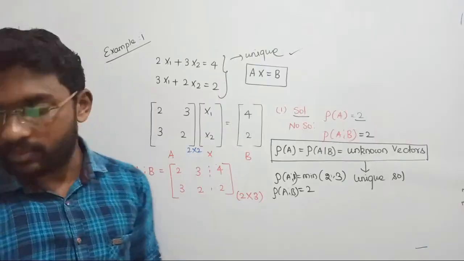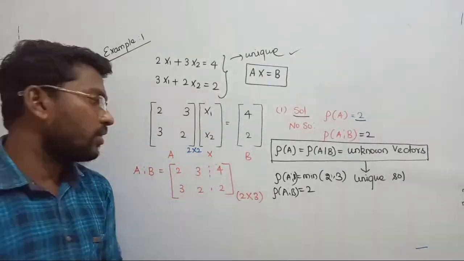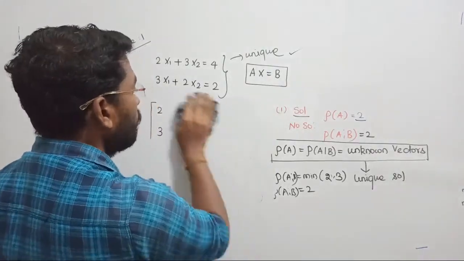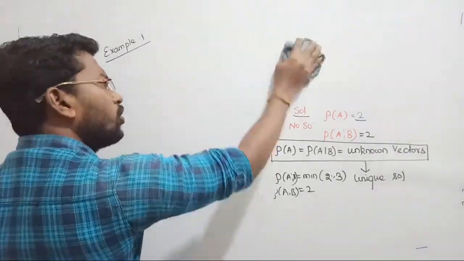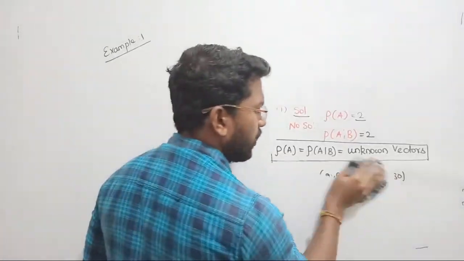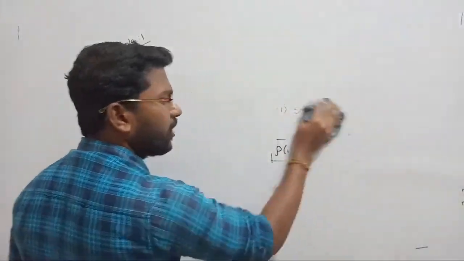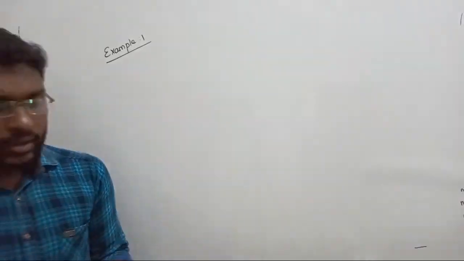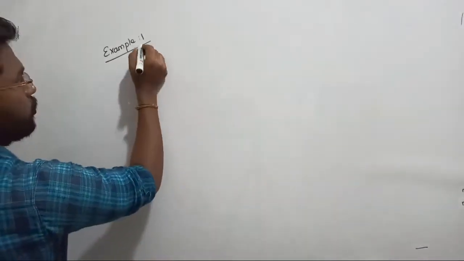Okay, let us take some other example for your better understanding. Let me take 2 cross 2 matrix only, because you have to understand, that's enough. And then we will take some 3 cross 3 matrix for the understanding. Let us take one more 2 cross 2 matrix.